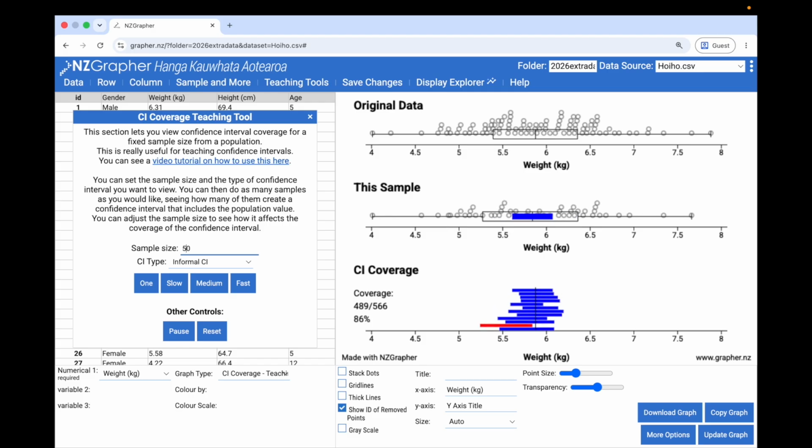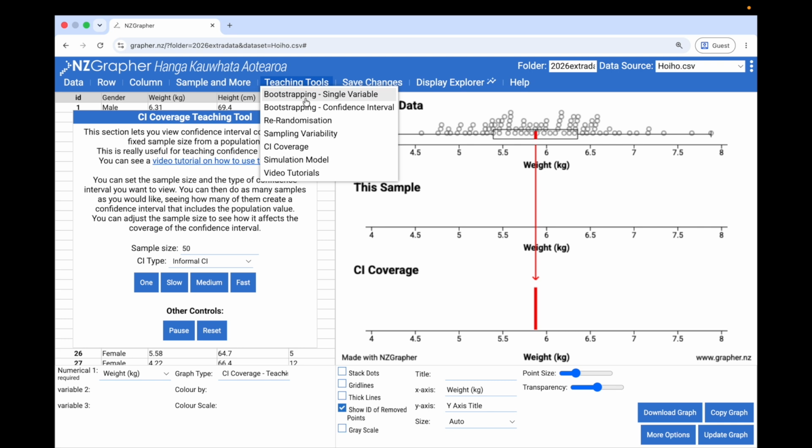If we up our sample size to 50, we can see again those confidence intervals have narrowed down even more. So I'm going to give you just 2 minutes to have a play with this one as well. So that is teaching tools, CI coverage.